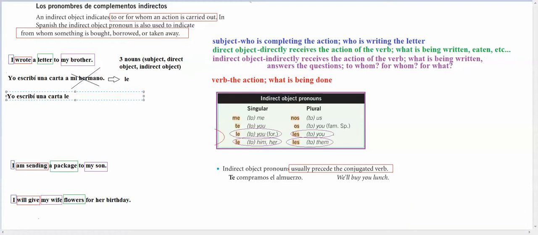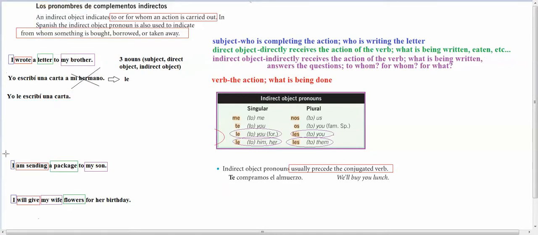le, okay? But we can't put it at the end like we would in English. We're supposed to put it in front of the conjugated verb. Well, we've already identified our verb as being escribí, so we want to take that le and stick it in front of escribí. Yo le escribí una carta, and that's saying I wrote him a letter. So let's do it again with this one.